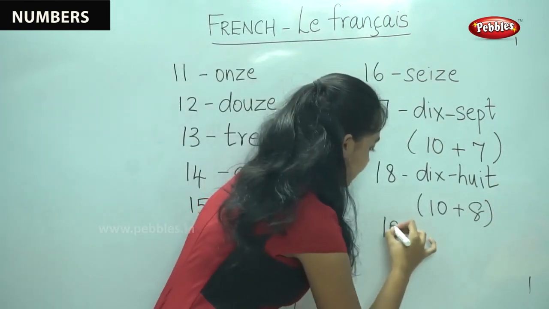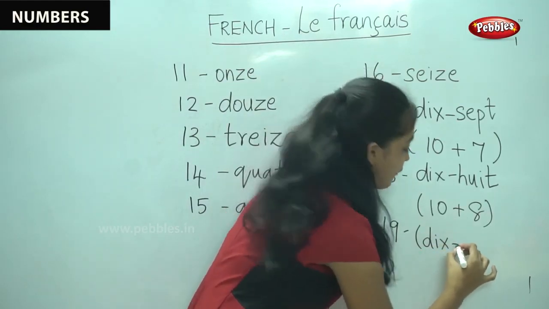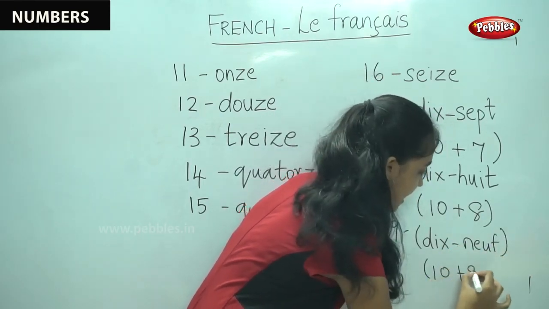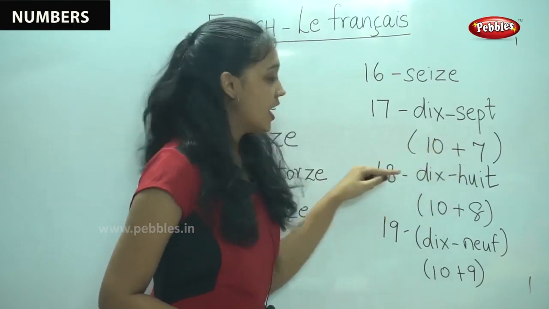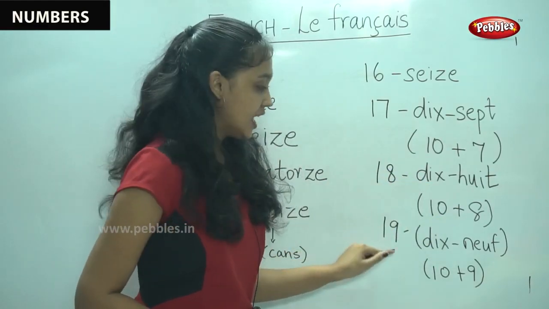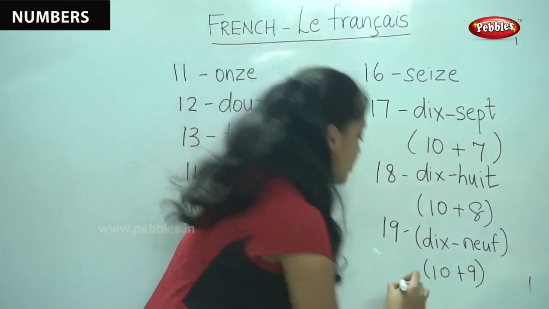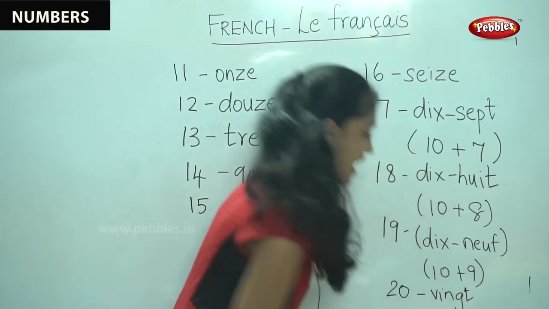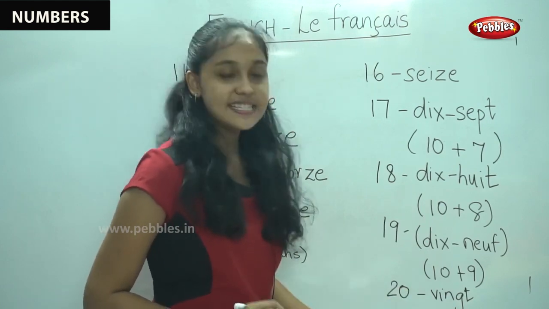For number 19, you would have probably guessed. Yes, it is dix-neuf, which is 10 plus 9. So number 17 is dix-sept, which is 10 plus 7. Number 18 is dix-huit, which is 10 plus 8. For number 19, it is dix-neuf, which is 10 plus 9. For number 20, it is vingt. Notice that the T at the end is silent.